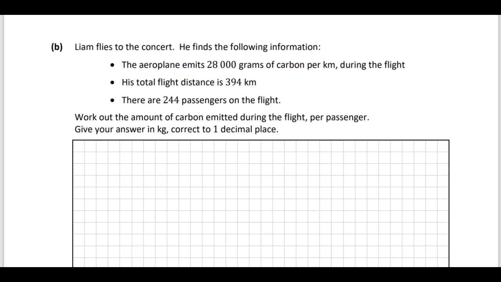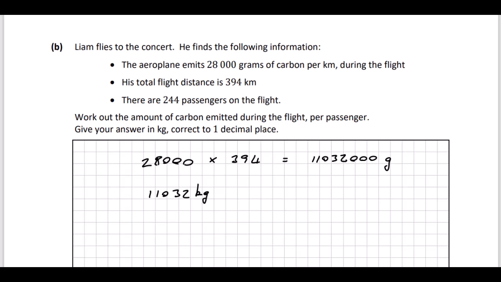So we have grams and kilograms, so we just have to be a little bit careful there. If we take the 28,000 grams and multiply that by 394, that'll give us the amount of grams of carbon used during this particular flight. So that is 11,032,000, and that's grams. So let's convert that to kilograms. There are 1,000 grams in a kilogram, so it's 11,032 kilograms.